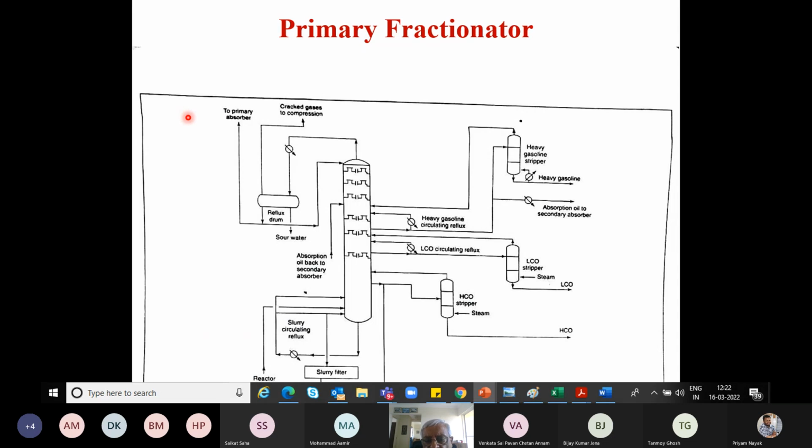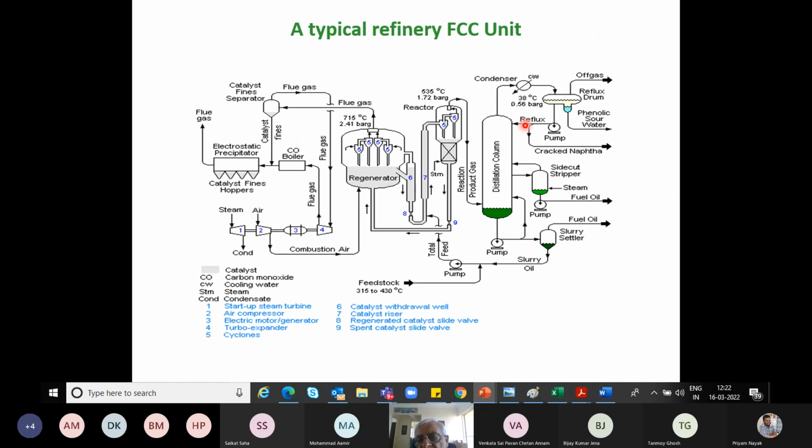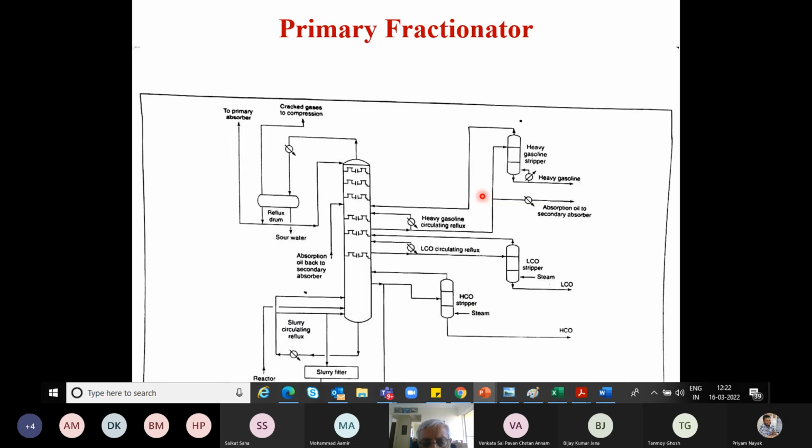Coming on to the distillation column, the one that you see on the right, this is a very simplified picture of this column. I didn't want to spend too much effort here. Basically, there are three very important things to remember regarding this column. First of all, it is not called a distillation column, it is called a primary fractionator, because many distillation columns follow this. This is the first one, which receives the product gases coming out of the reactor.